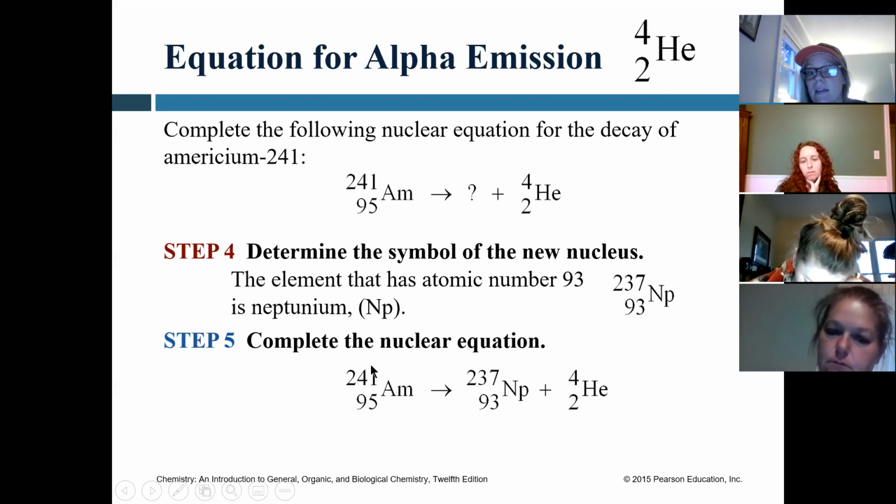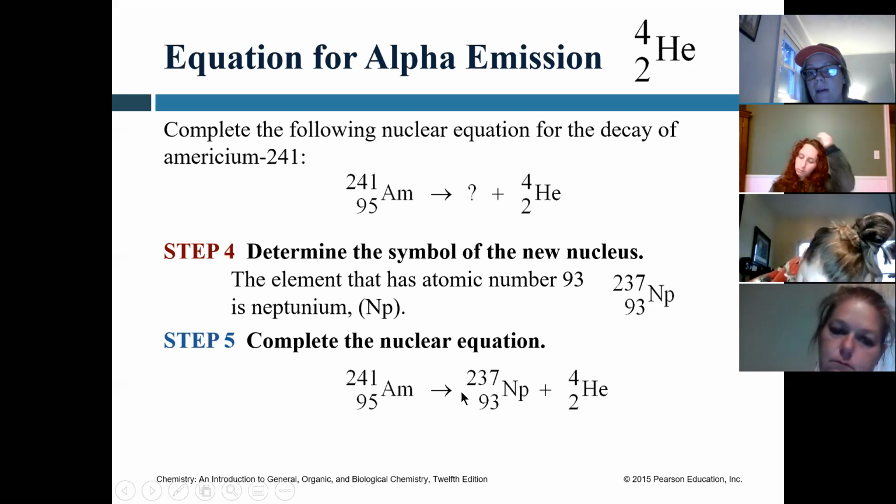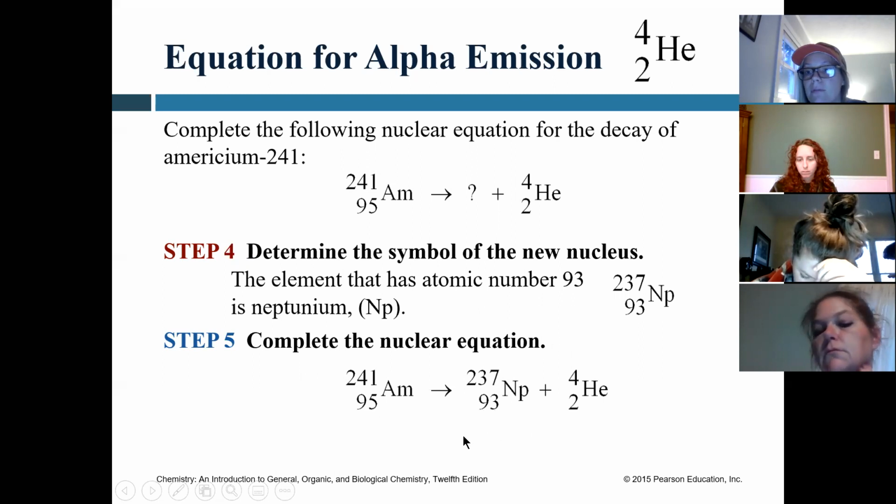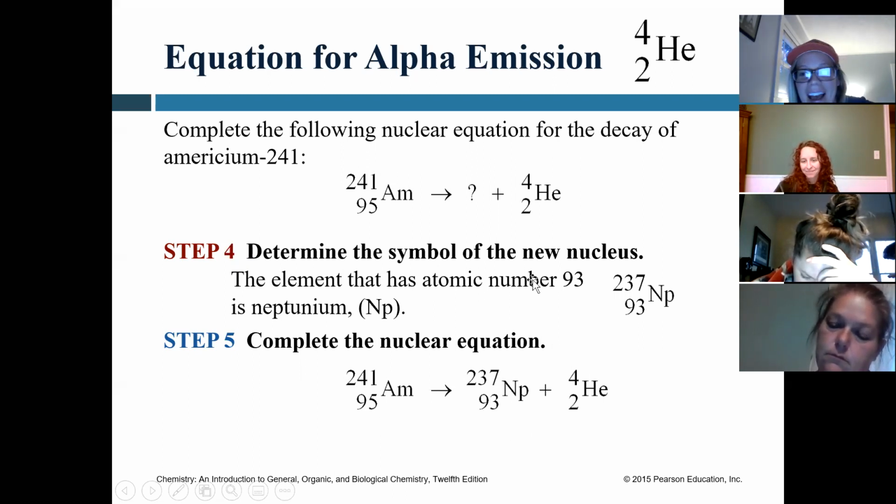And it should end up looking like this. Here's our 241. This and this add up to the 241. Here's our 95, and the 93 and the 2 add up to the 95. Any questions on that, on how to balance that? It's a little bit different. I think these are kind of fun to do. I don't know why, I kind of like them.